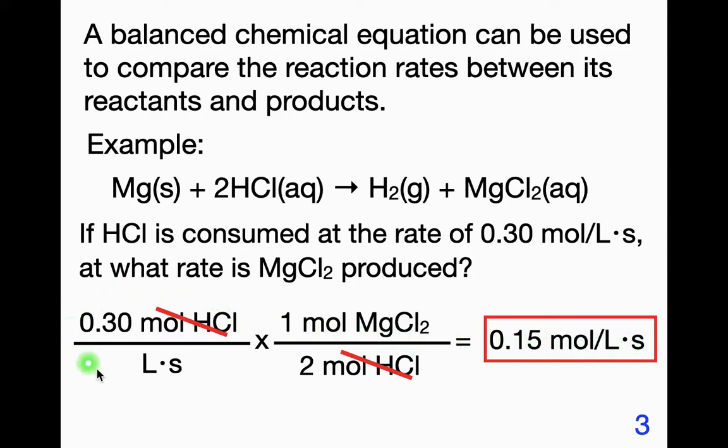All you need to do is to write down the rate of a particular reactant or product that you're given, and then use a mole ratio from your balanced chemical equation to convert from the unit that you have, in this case hydrochloric acid, to the unit that you want, in this case magnesium chloride. It's just that simple.